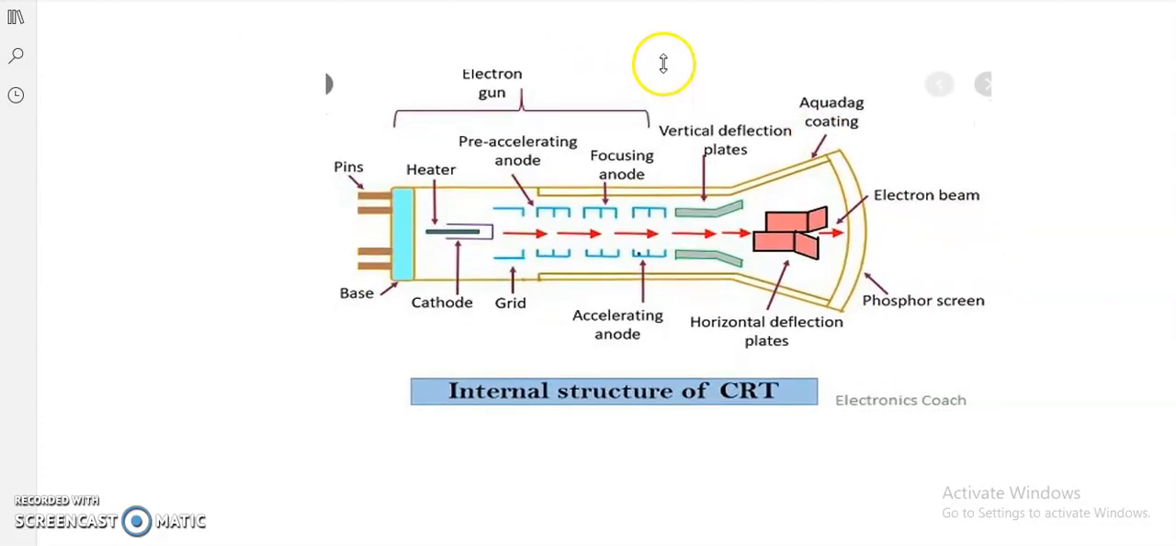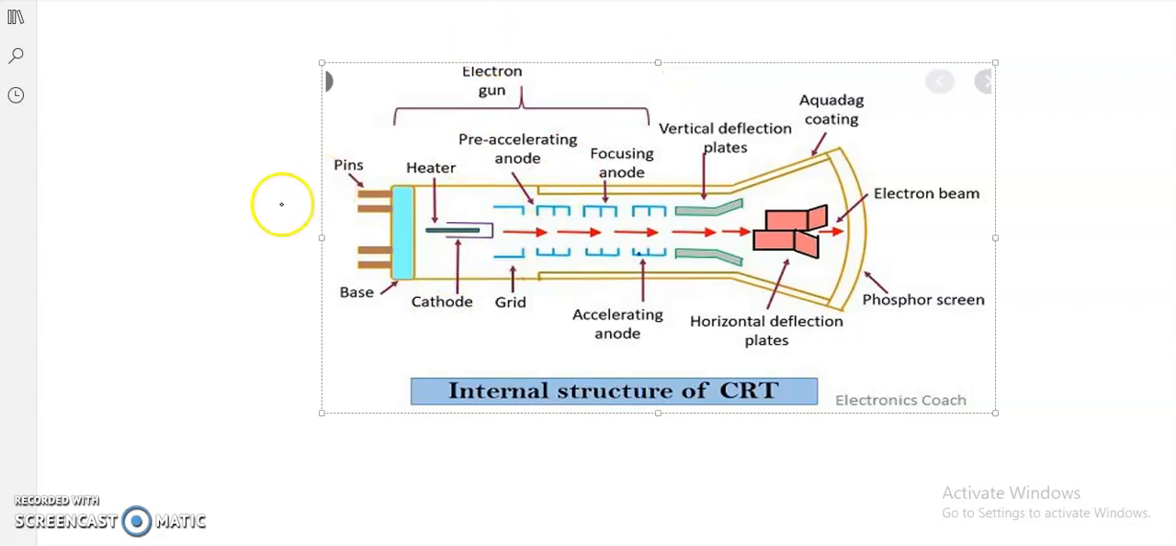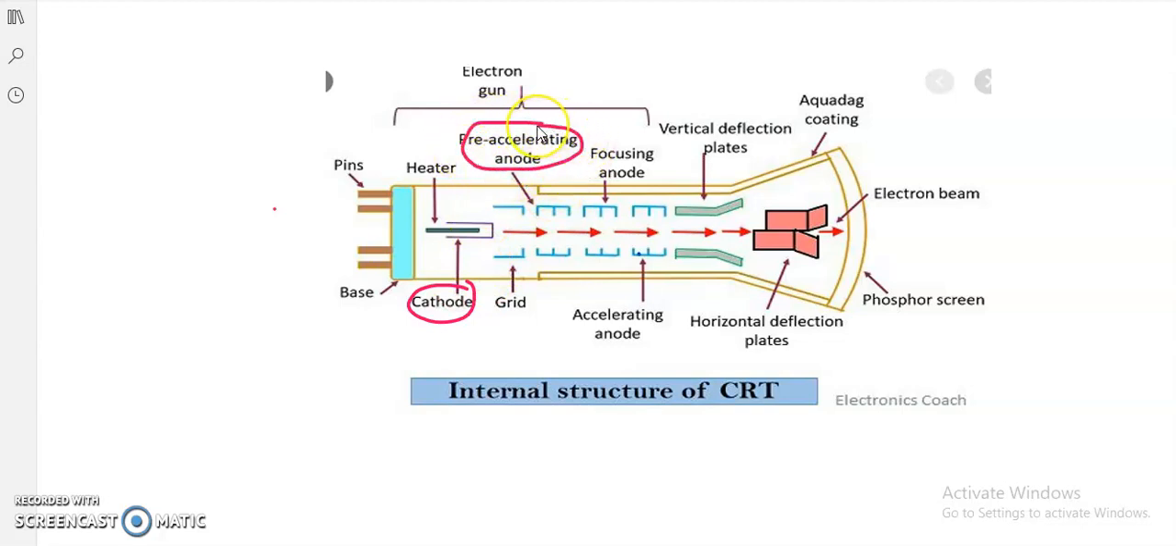In this internal part, the first one is the cathode, right? After the cathode, next is the pre-accelerating anode. After the pre-accelerating anode, the focusing anode. Next one is the accelerating anode. So it is the procedure: cathode, pre-accelerating anode, focusing anode, and accelerating anode. Next, the vertical deflection plates and the horizontal deflection system will be there, which are used to deflect the electron beam on the screen at the desired position.